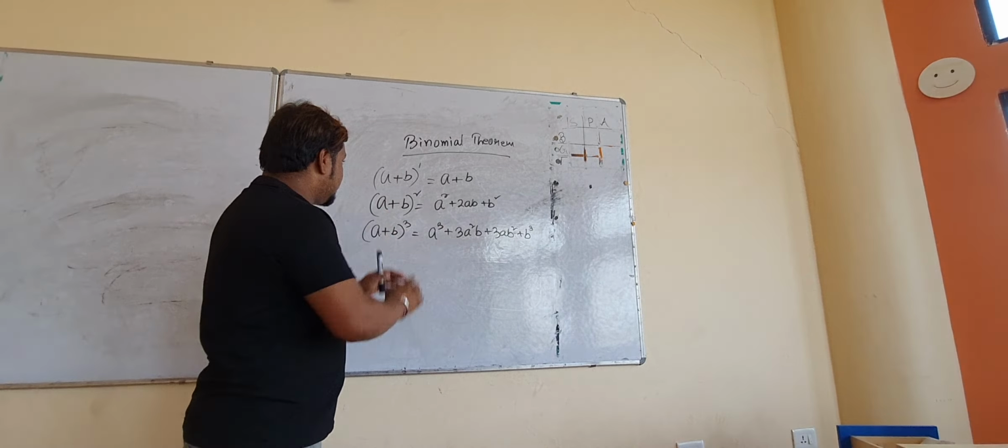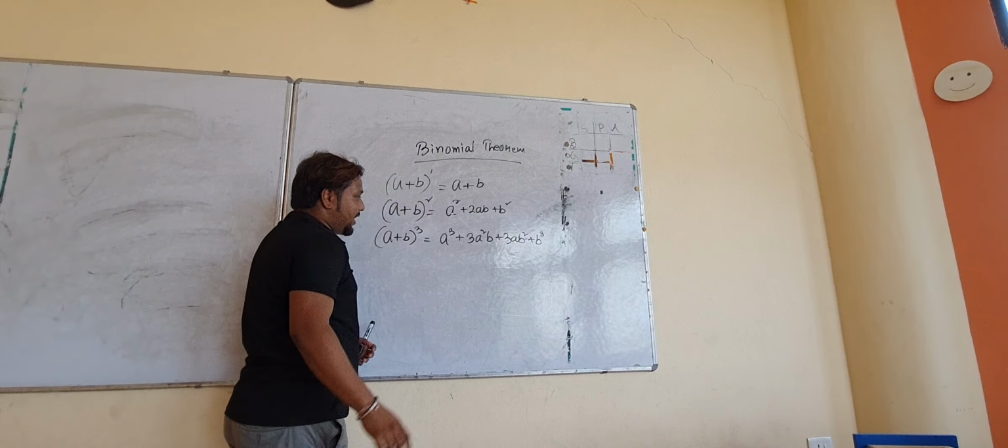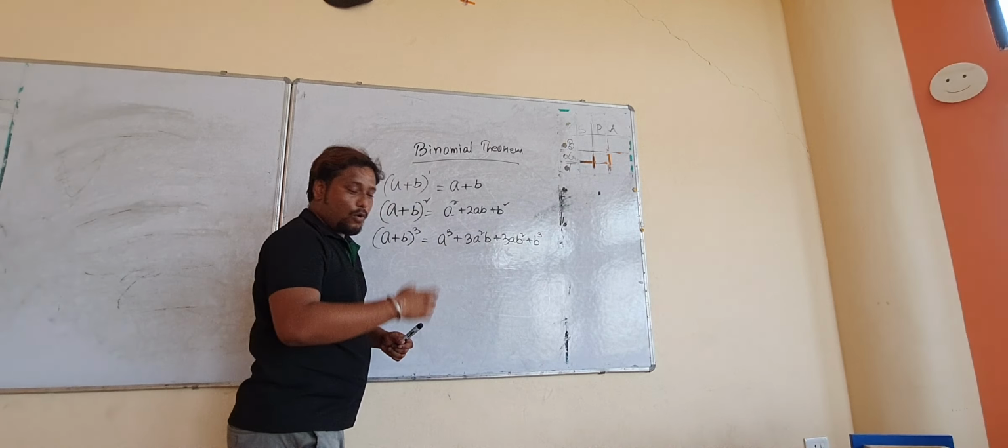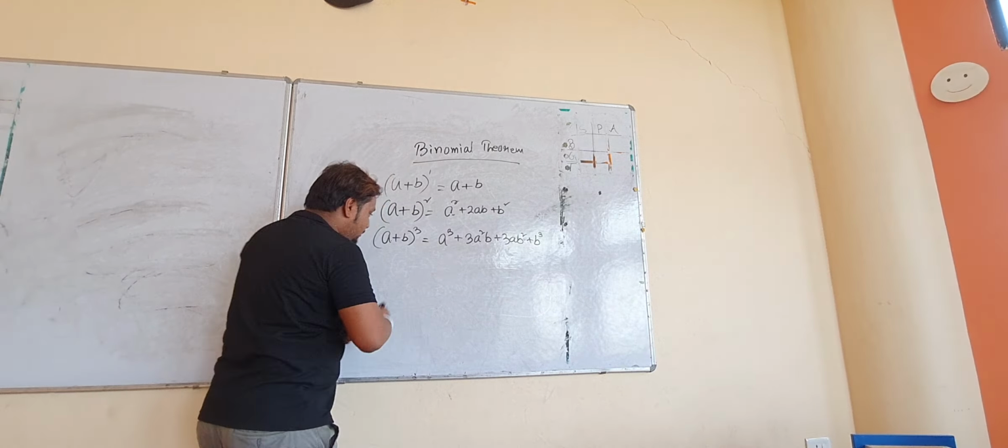Just observe this pattern. First of all, when the power is 1, how many terms are there in the answer? 2. When the power is 2, how many terms are there in the answer? 3. When the power is 3, how many terms are there in the answer? 4. So if I ask you A plus B whole to the power 4, how many terms will be there in the answer? Yes, n plus 1, meaning 4 plus 1, 5. So there will be 5 terms, right? Now, let me show you something, let's see.